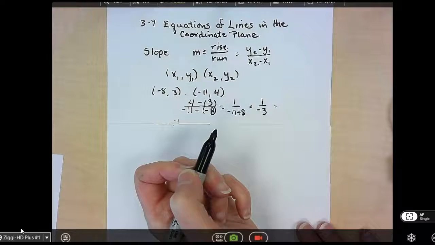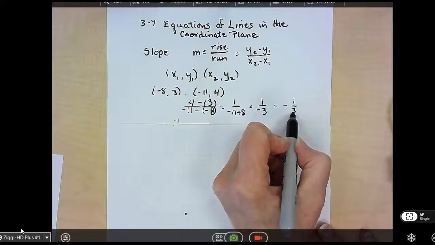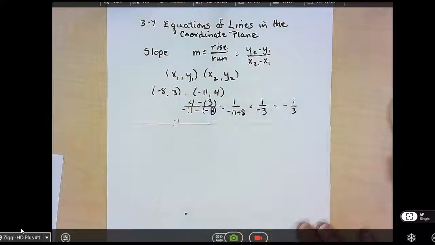Not sure if the book's going to be picky. You can put that negative in front of the fraction. It could go on the denominator or in the numerator. Not sure which way they're going to want it.